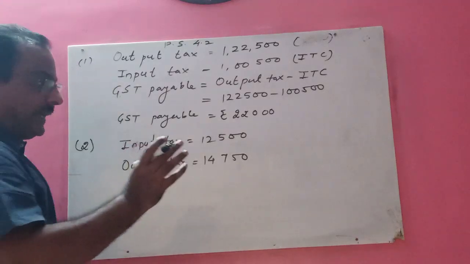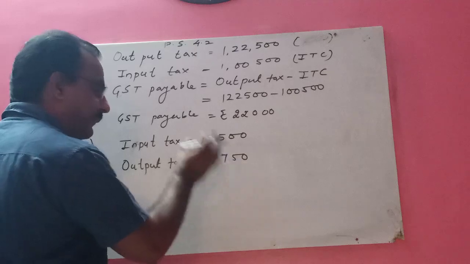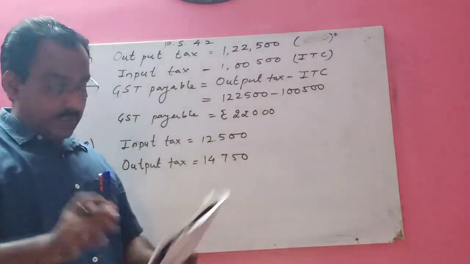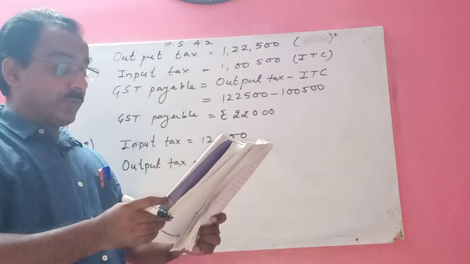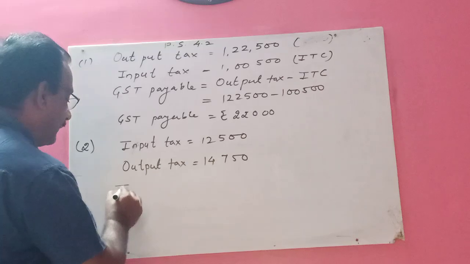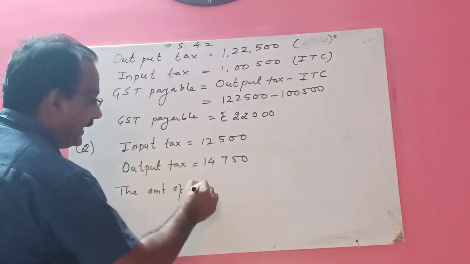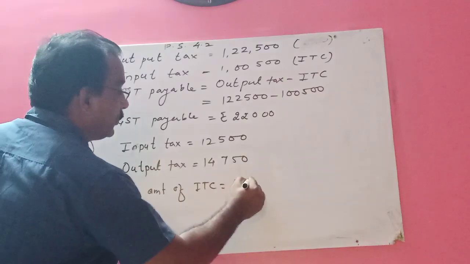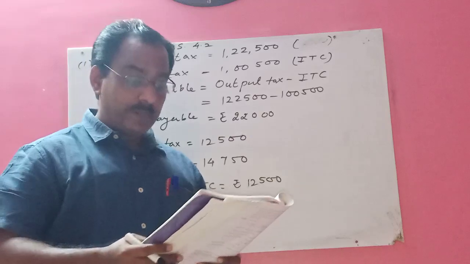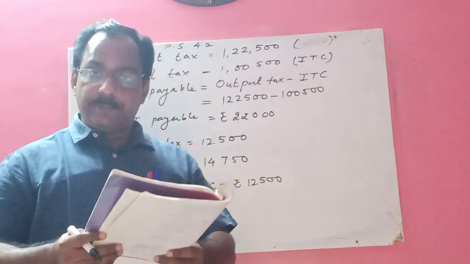What is the amount of ITC? I told you 3-4 times that input tax, this tax you are going to deduct from this. So this is called ITC, input tax credit. So here, what is the amount of ITC? So the amount of ITC is equal to rupees 12,500. Simple it is.